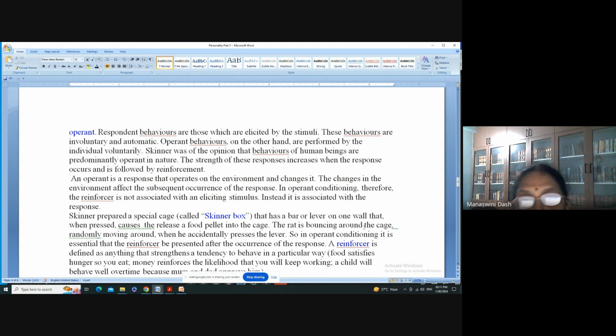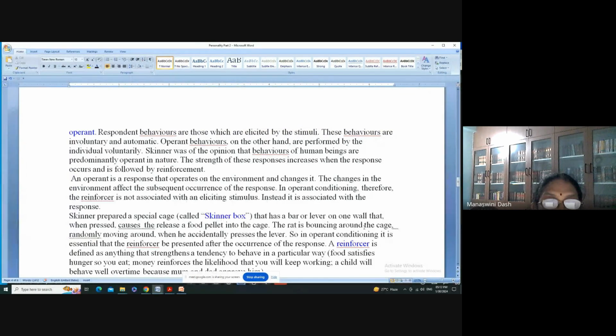Skinner was of the opinion that behaviors of human beings are predominantly operant in nature. The strength of these responses increases when the response occurs and is followed by reinforcement. So the role of reinforcement is much emphasized in Skinner's theory.